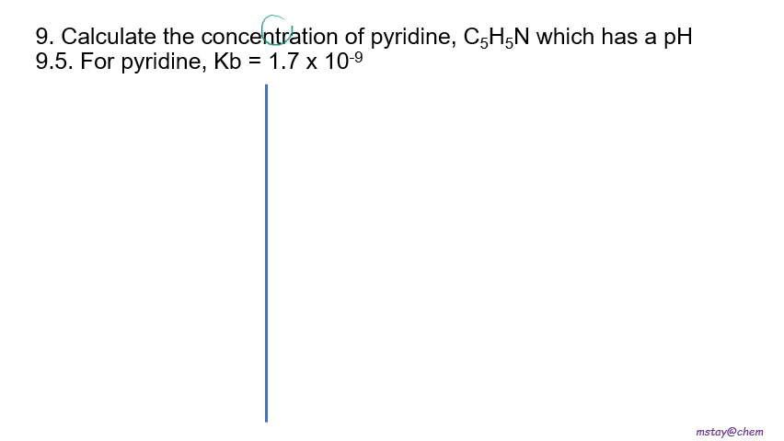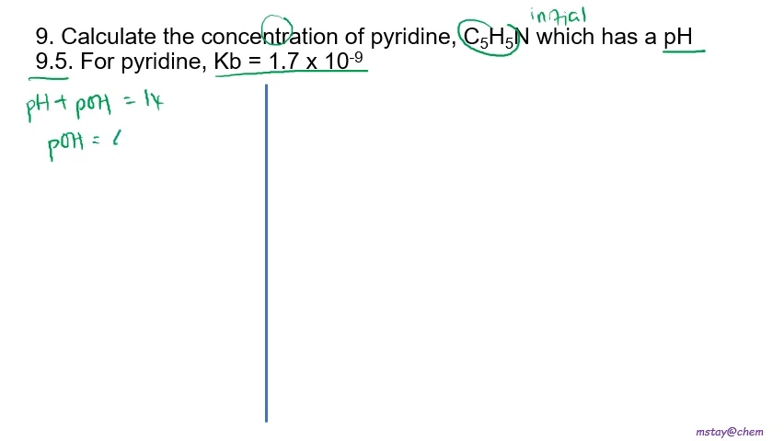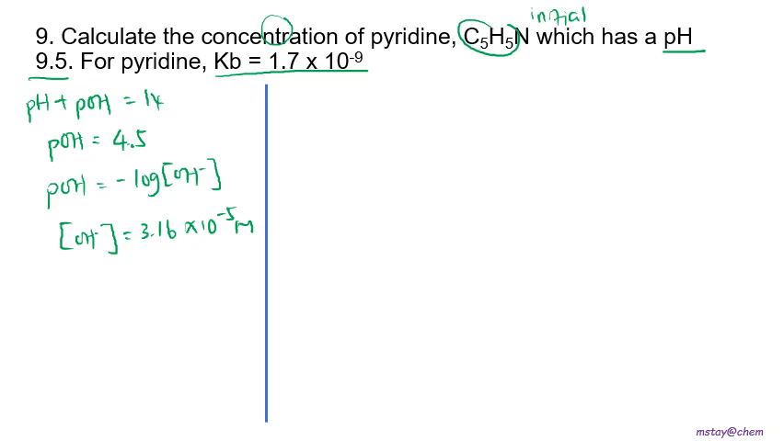Question number 9. Calculate the concentration of pyridine, which means initial concentration, where the pH value is 9.5 and the Kb value is 1.7 exponent negative 9. Due to the pH value being given, we are able to determine the pOH value. So the pOH value is equal to 4.5. So with the pOH value, we are able to determine the concentration of OH negative. So the concentration of OH negative is 3.16 exponent negative 5 molar. And normally we know that the concentration of OH negative here refers to the concentration at equilibrium.